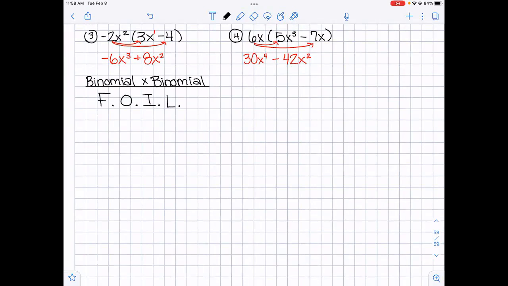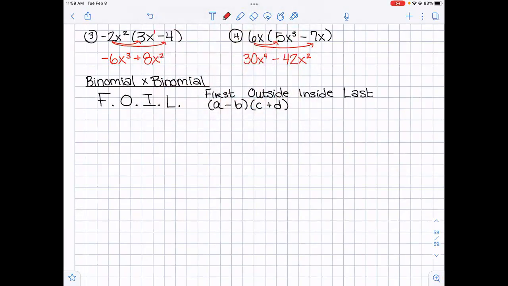Okay, what it stands for is first, outside, inside, last. Okay, so what's gonna happen? You're gonna get a problem that's like A minus B times C plus D. Okay, you're gonna have numbers. I'm just writing it with letters.